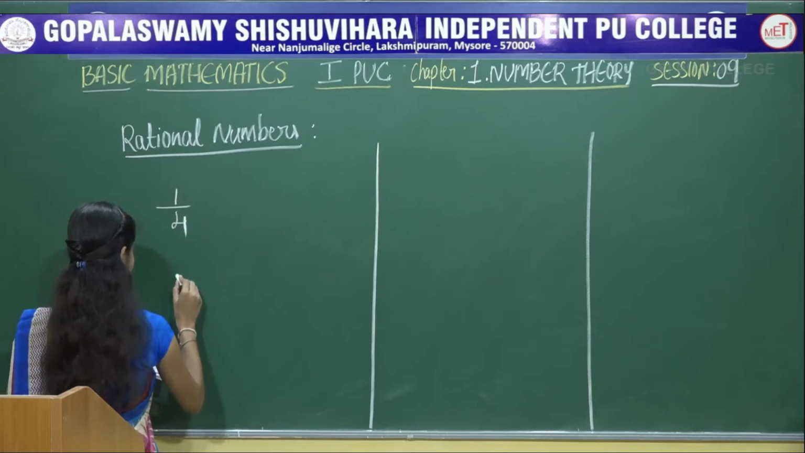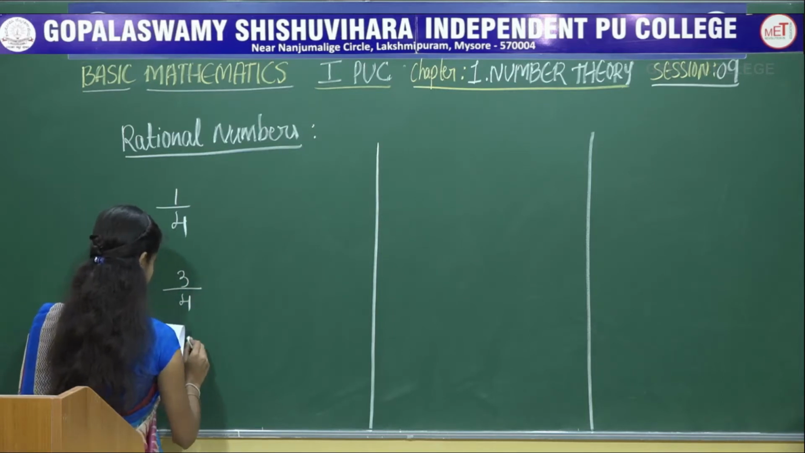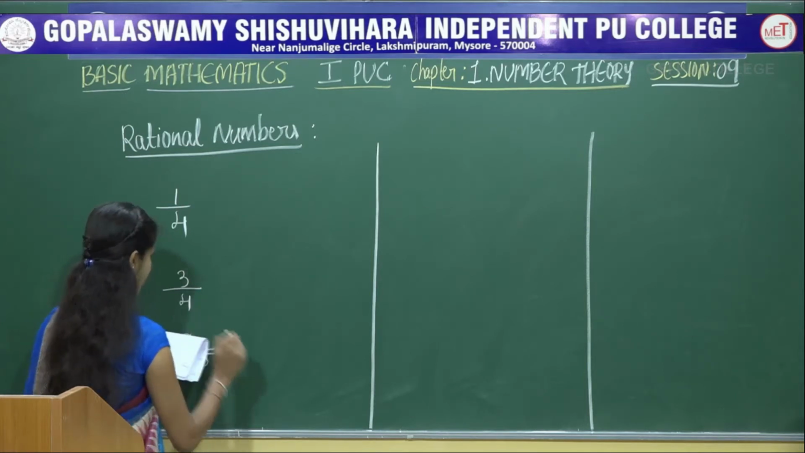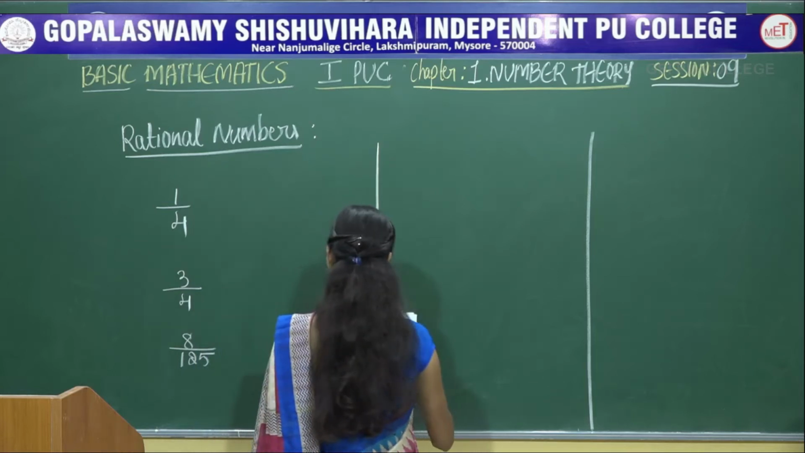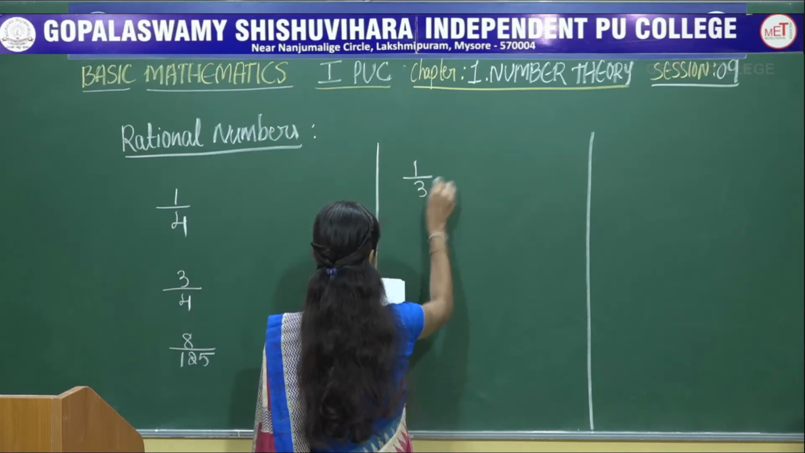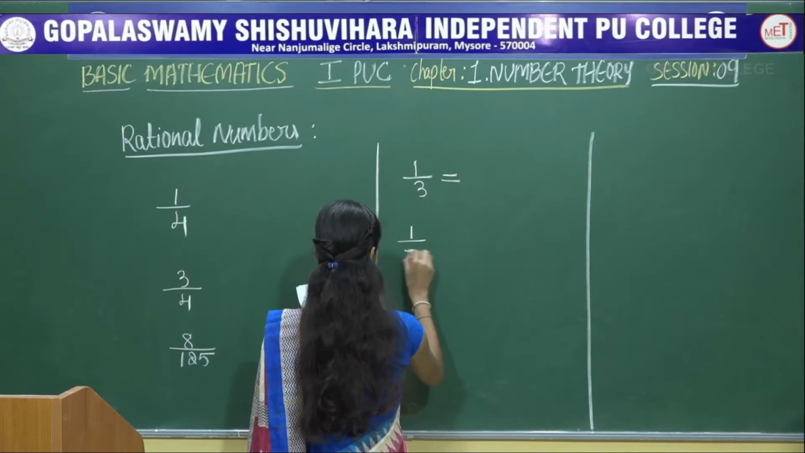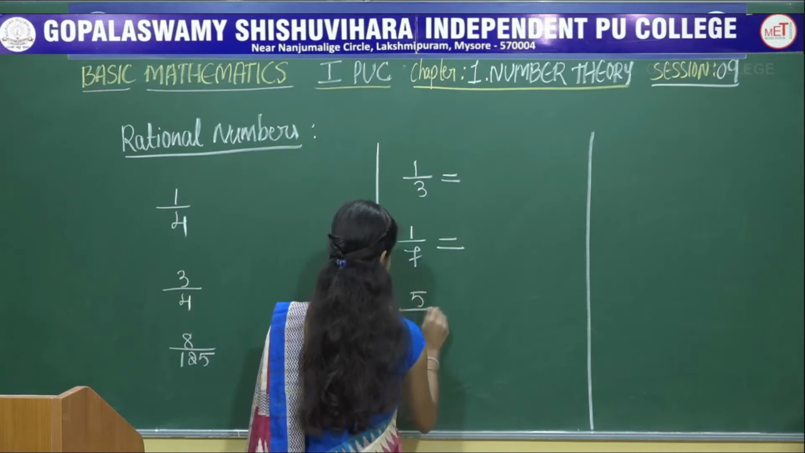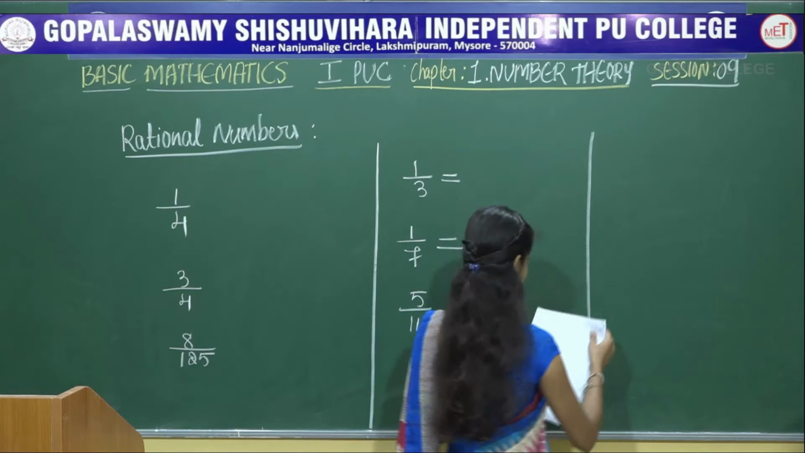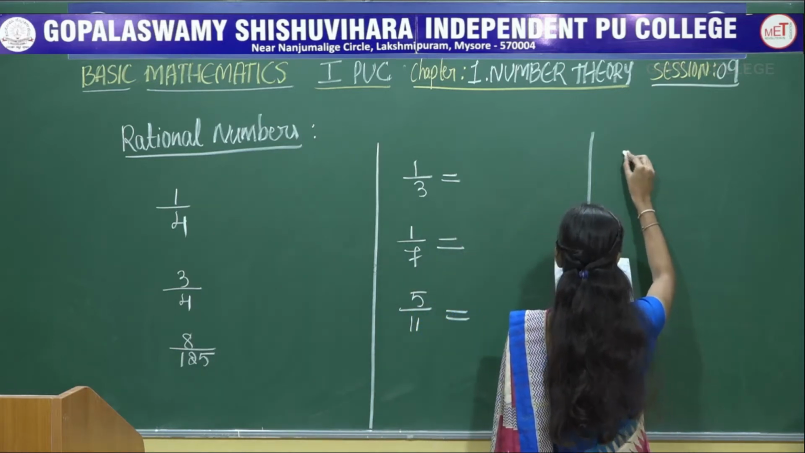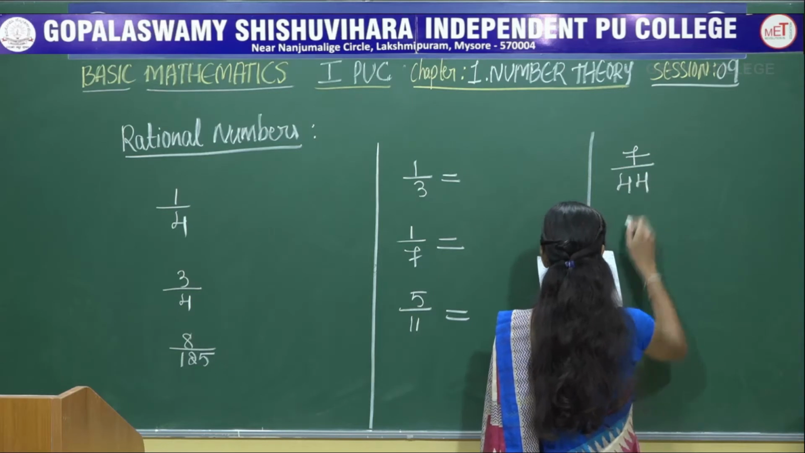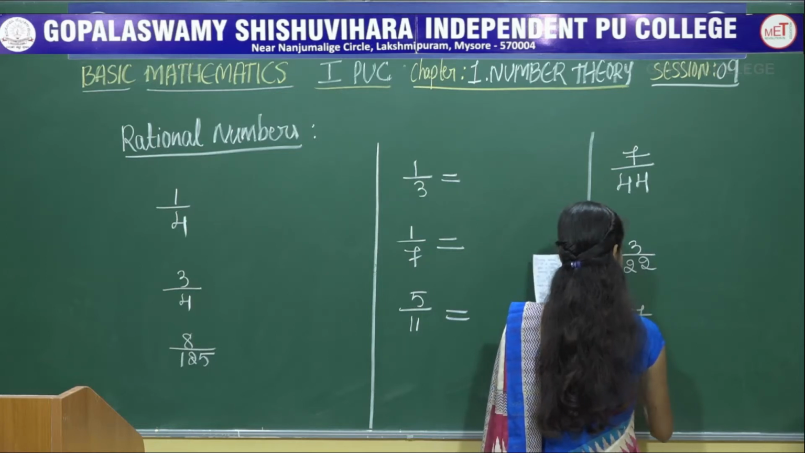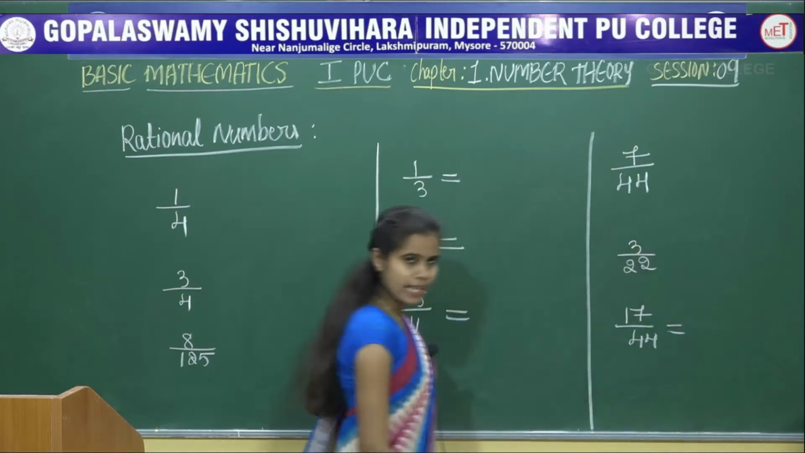First, consider the rational numbers 1 by 4, 3 by 4, 8 by 120, 1 by 3, 1 by 7, 5 by 11, 7 by 44, 3 by 22, 17 by 44. These are the rational numbers.